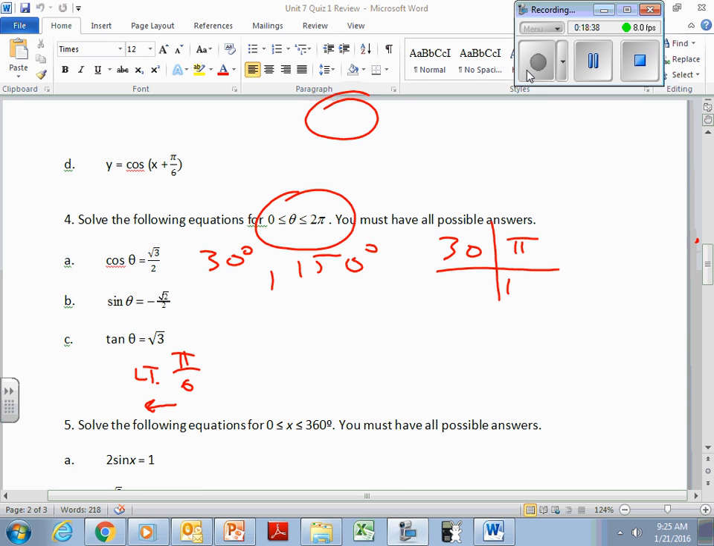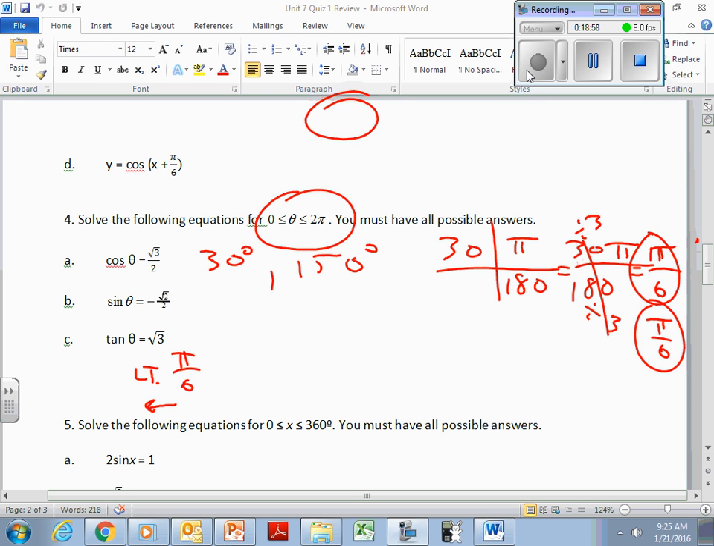pi over 180. If there's zeros there, you can cancel out the zeros. If you don't know how to cancel out zeros, leave them there and just divide the top and bottom by the number that goes into both of them. 1 pi all over 6. I'll accept either one of these, but the point is this guy needs to be pi over 6.